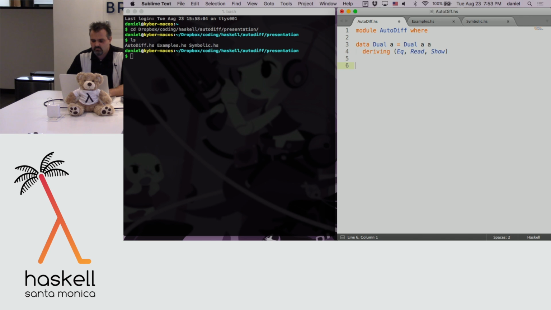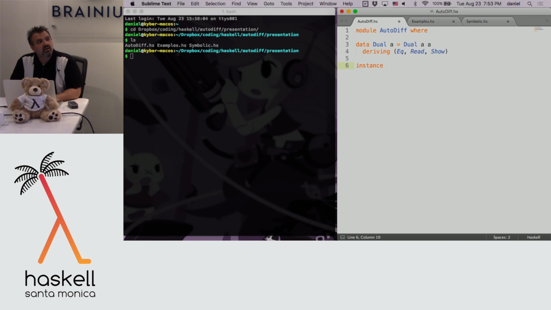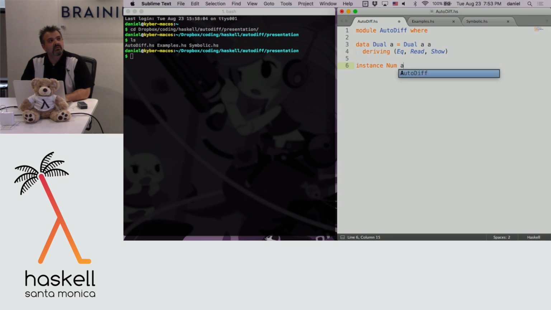And what we're going to do is teach the computer the derivative rules that I wrote down right here. How are we going to do that? Well, what we do with these functions is we add them, we multiply them, we do various things. So the functions are kind of like numbers. So I'm going to write a Num instance. Let's say if A is a Num, then Dual A is also a Num.